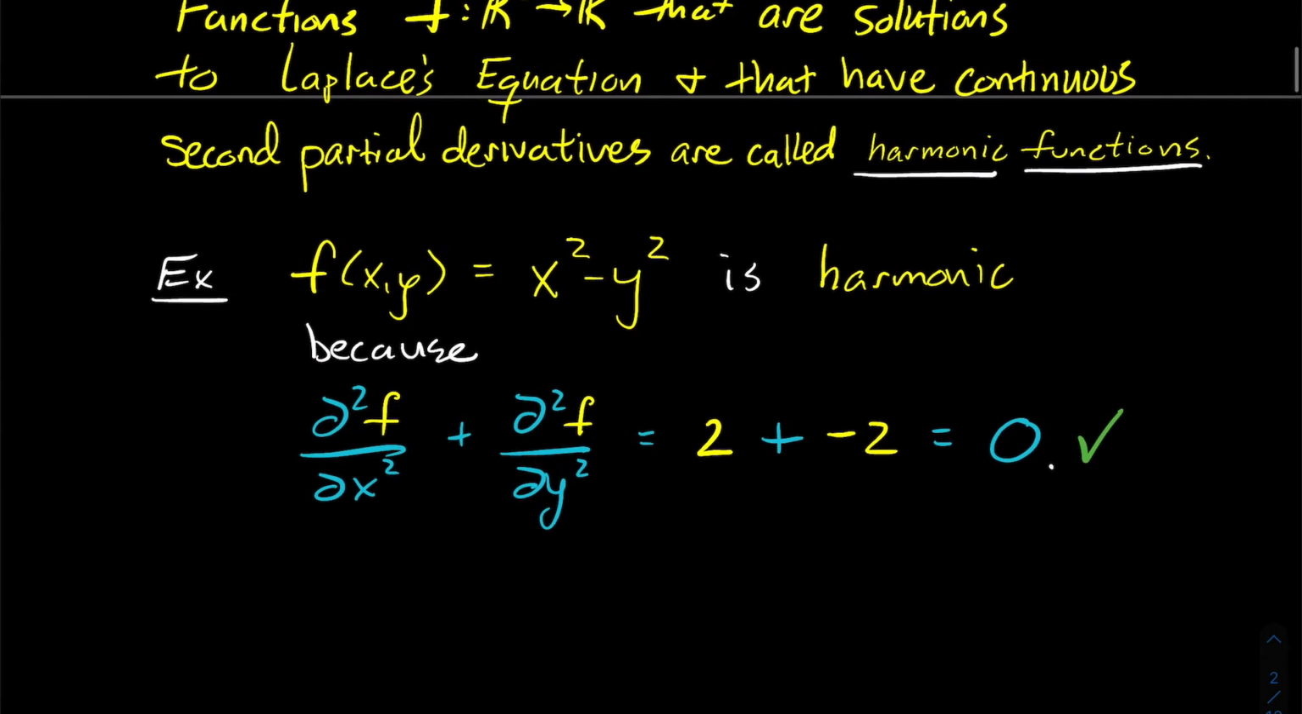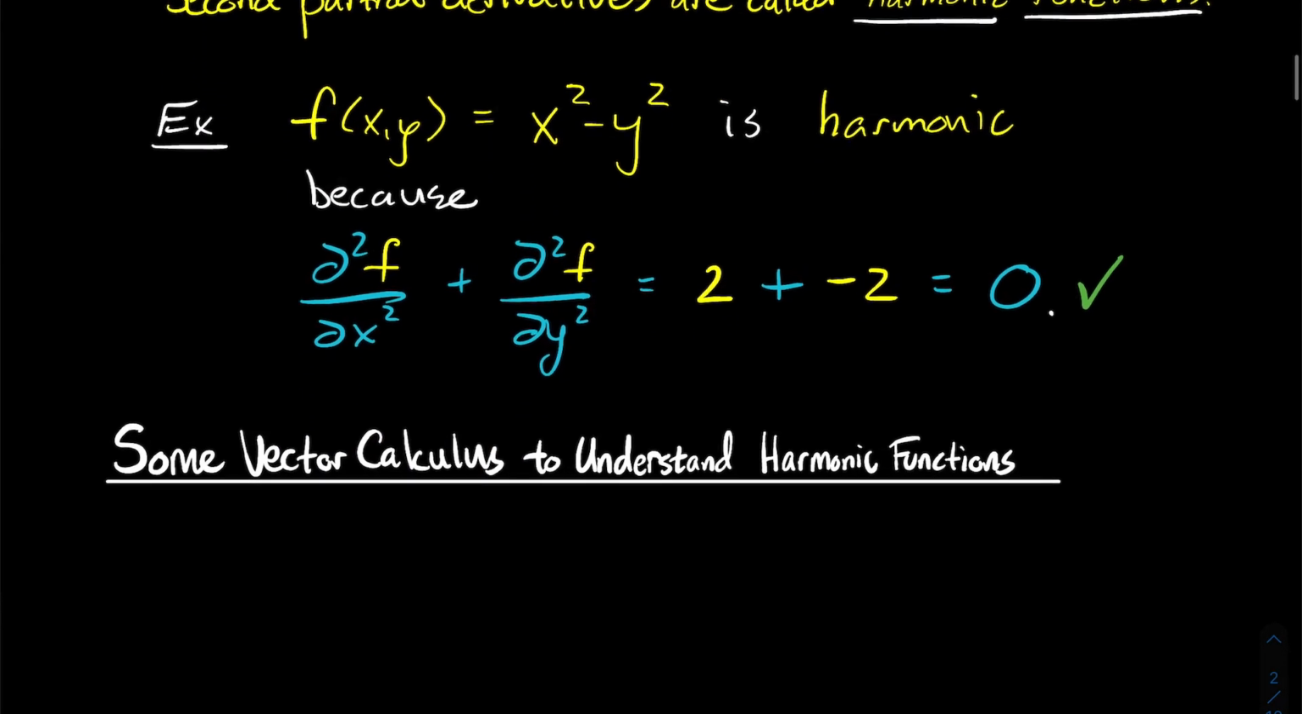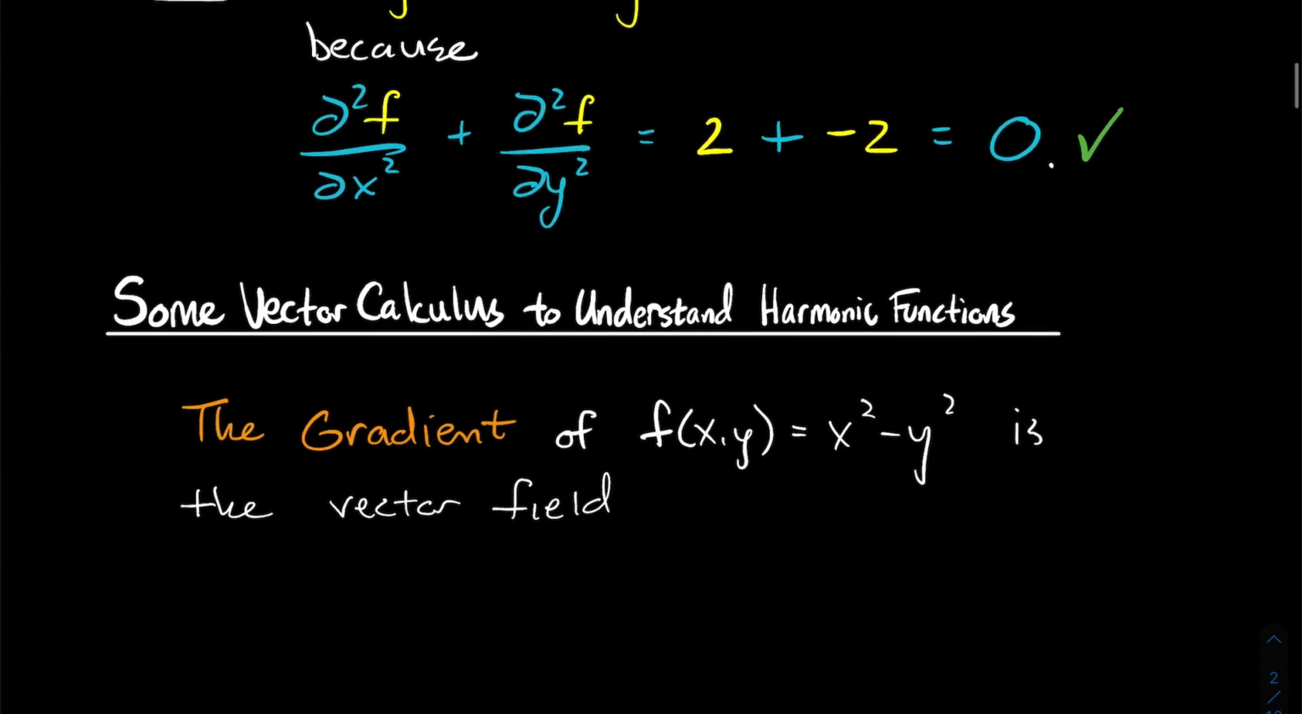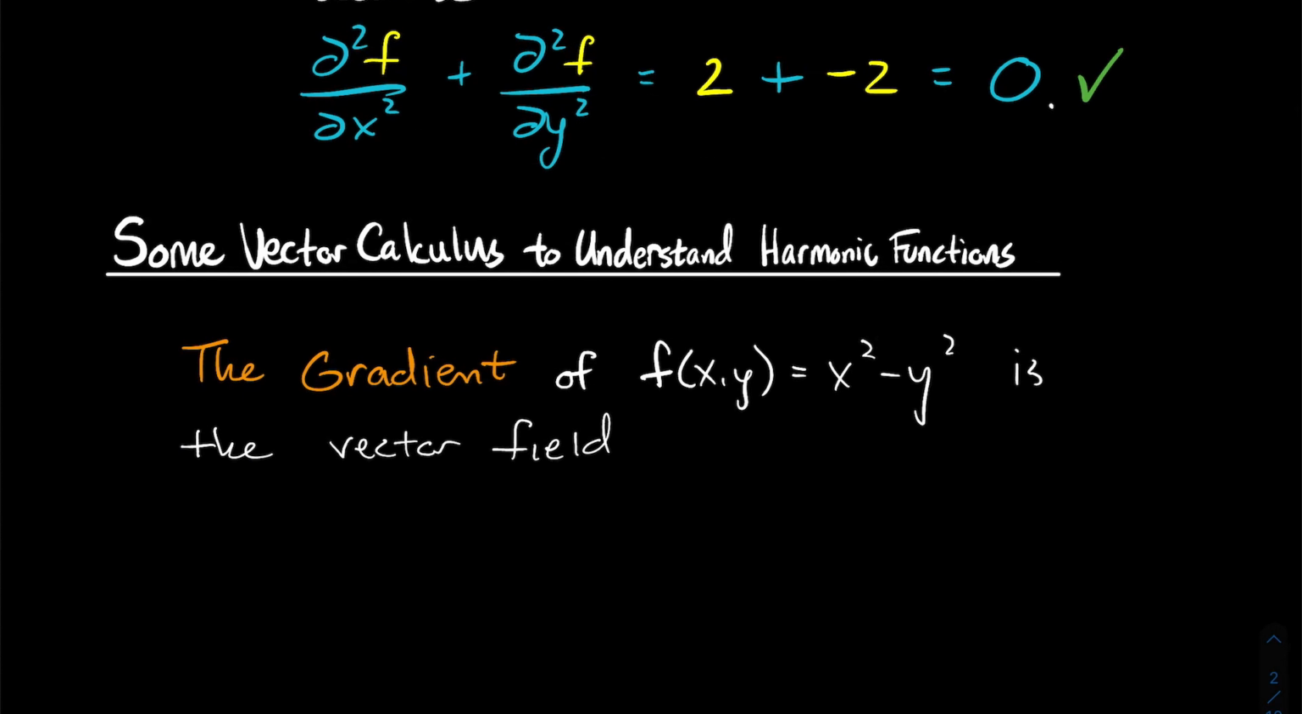So that function's harmonic. Now let's look at some vector calculus to help us understand why harmonic functions are cool, and why they are worth studying. One concept from vector calculus that we need is the gradient. The gradient of a function is a vector field. If I take the gradient of x squared minus y squared, it should be the vector field whose first component is the first partial with respect to x, and whose second component is the first partial with respect to y. This upside down triangle, or if you're a LaTeX user, \nabla, is the symbol for the gradient. So I just make a vector out of its first partial derivatives.